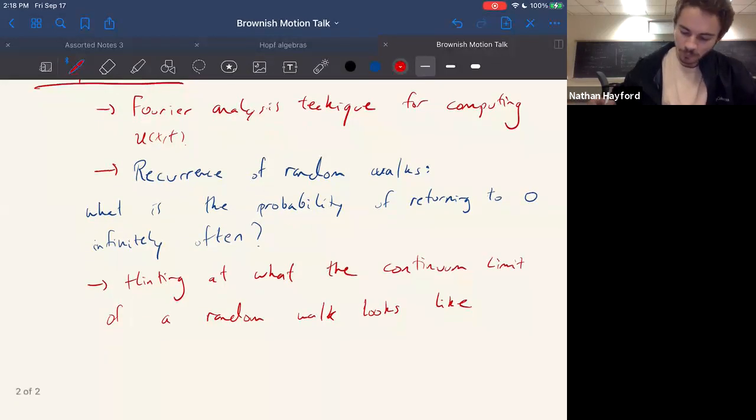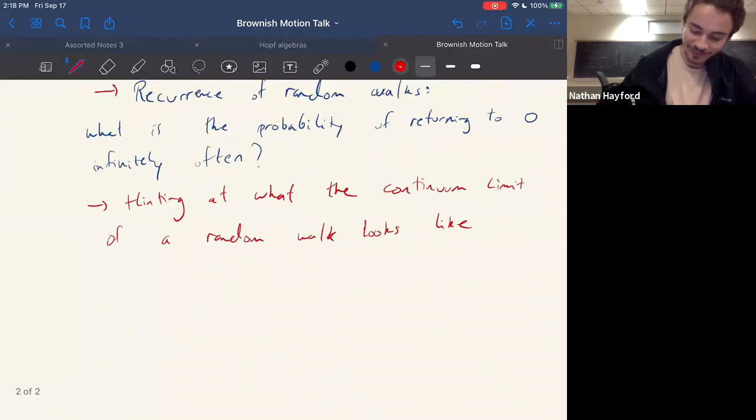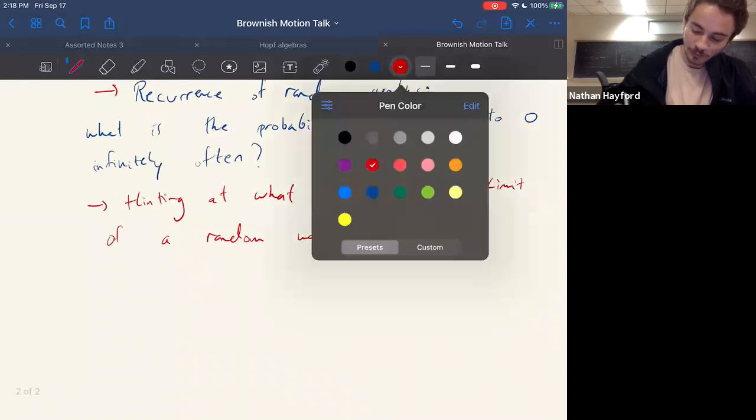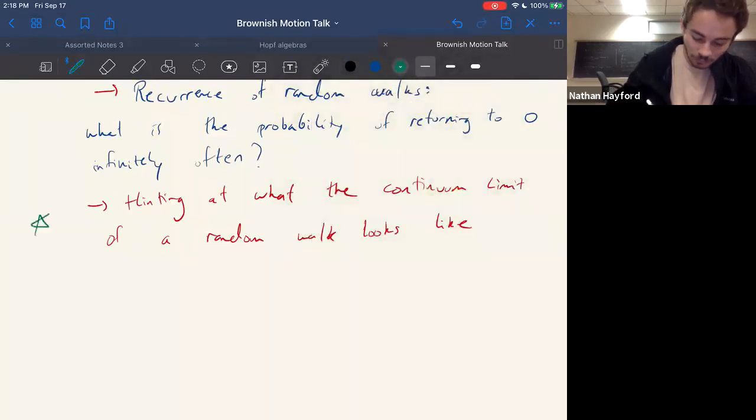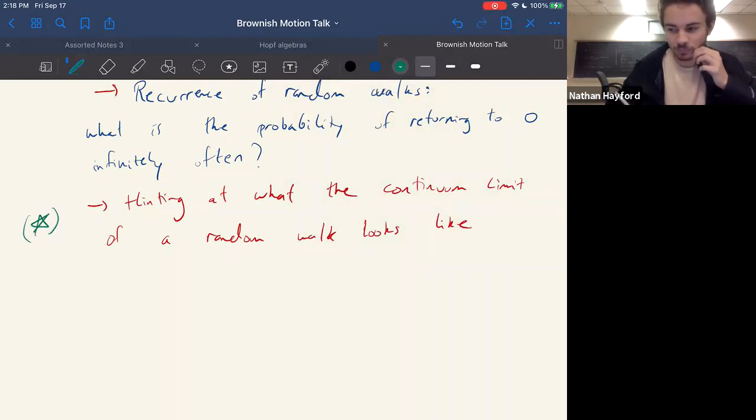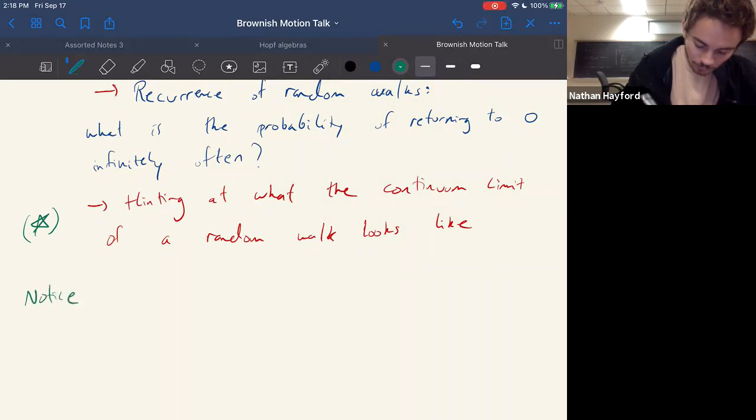Before doing any of that, I do want to address something about the last point first, because it's something we'll want to keep in mind for the remainder of the talk. And this relation will pop up often. So first, notice the following about the function u of x and t.